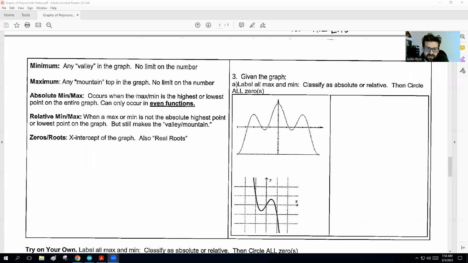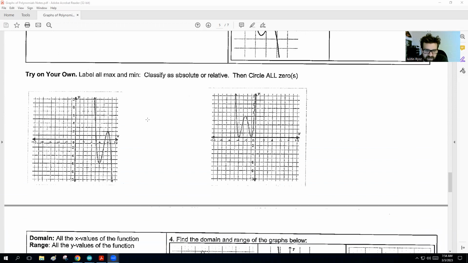All right, so last part of this video here, if you guys want to pause this, try to look at these examples here. And I know it's kind of hard to see, but let's see if you can label all the mins and maxes, name them as relative or absolute, and then circle the zeros. Okay, so here we go. If we were just going to look at these here, we would say we have no absolute mins or maxes because these lines go on forever, just like in the last example. But we do have a relative max when x equals 8 and a relative min when x equals 6.